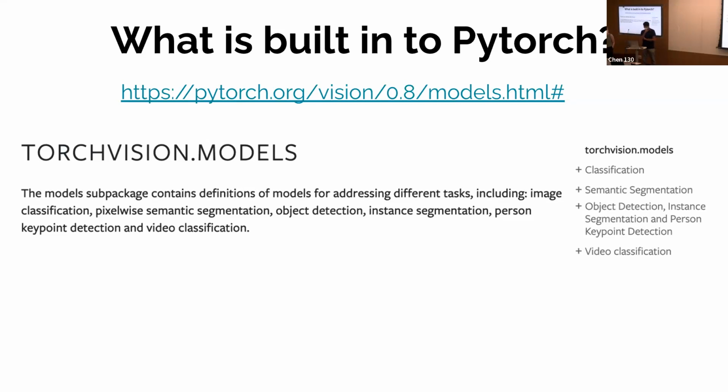Here we have a quick slide on what PyTorch already has. So this is specific to vision. They also have audio and other modalities, but in vision they have a few canonical tasks, such as classification. If you want to identify whether something is night or day, it's a classification task. If you want to do semantic segmentation, which means you want to identify a certain object and the boundaries of that object, all the pixels belonging to an object in an image. Object detection, instance segmentation, person keypoint detection, and video classification. They have canonical models built in for each of these tasks.